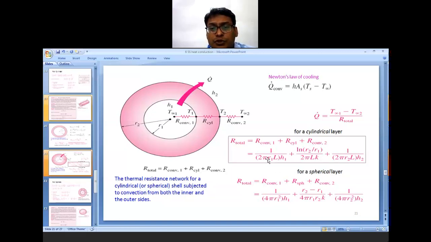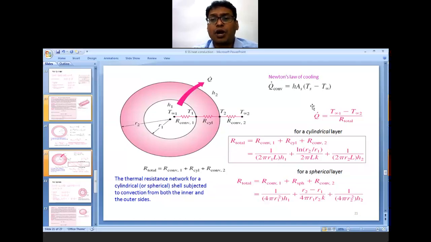This is the R convective. Then similarly the R convective 2, that is on the outer surface of the cylinder. So this is the 2 pi R2. We have to take into account the R2, that is the outer surface area. So 2 pi R2, that will be the surface area, into the length, into the H2, that is the convective heat transfer coefficient. So my total resistance will be the summation of all the resistances.